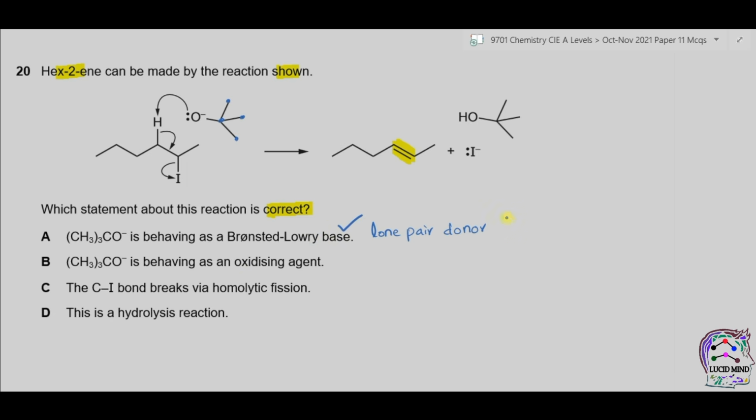Now a Bronsted-Lowry base can also be defined as a proton acceptor. So when it donates the lone pair of electrons to H, H will be attached with oxygen and the product formed is OH. Part B, (CH3)3CO negative is behaving as an oxidizing agent. In the reaction we can see that we have this (CH3)3CO negative and it is gaining H+. It is not gaining hydrogen, so gain of H+ is neither oxidation nor reduction.